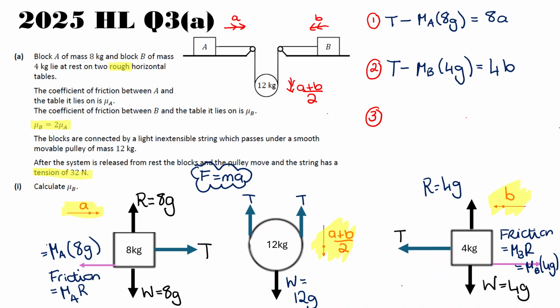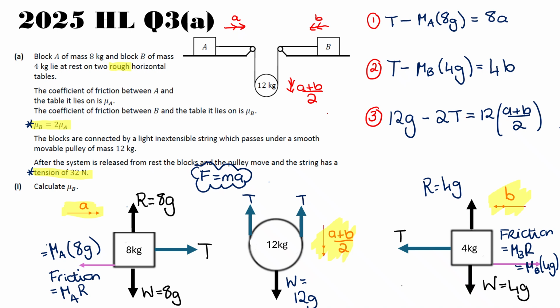Our pulley is moving down, so we take down as positive. So that's 12g, take away 2T, and that's going to be equal to 12 times (a plus b) over 2. Now what we're trying to find is mu b. But remember that they actually gave us two bits of information that we can use to help tidy up a little bit. That is mu b is 2 mu a, and tension is 32.